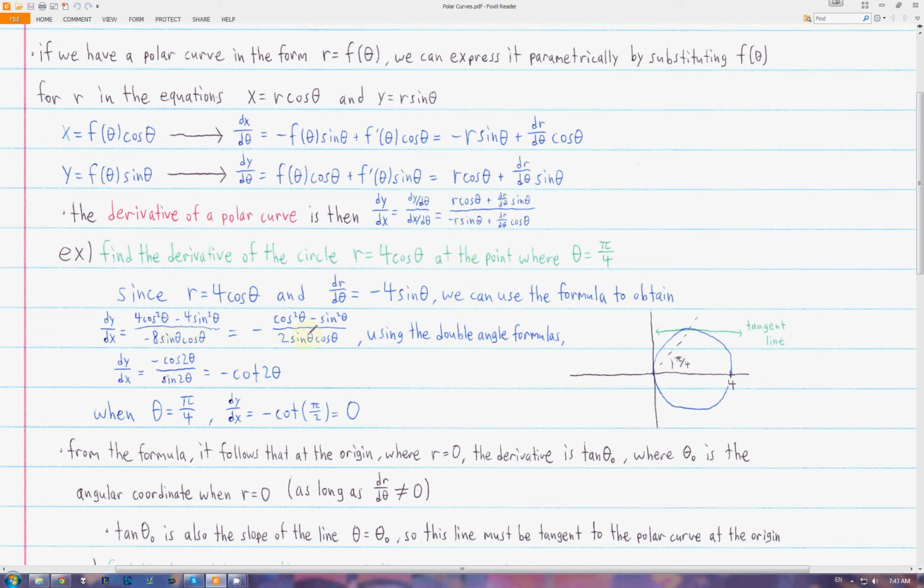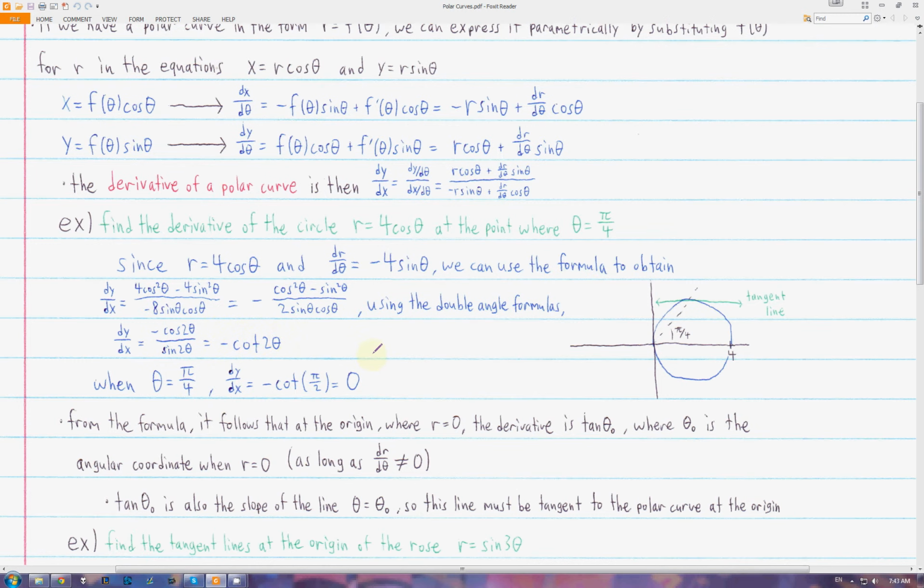And then we can simplify this using double angle formulas to get negative cosine 2 theta over sine 2 theta, which is just negative cotangent of 2 theta. And then if we plug in pi fourths for theta, we get negative cotangent of pi halves, which is 0. Now since the derivative is 0, we know that the tangent line will be horizontal when theta is pi fourths.